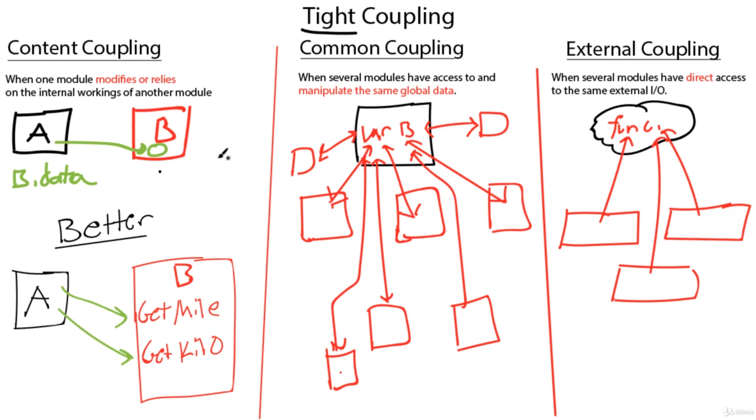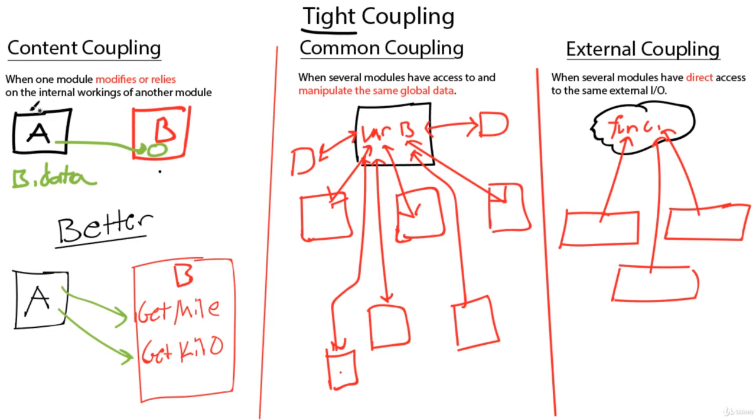This can be broken up into subcategories. These are common types of tight coupling, and that is going to be content, common, and then external. So we're going to go one by one through these, and you'll see that they're very easy mistakes to make, but they can cause very large problems. The first one is content coupling. What this is, is when one module modifies or relies on the internal workings of another module.